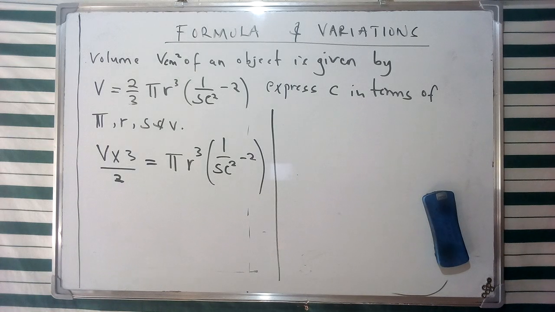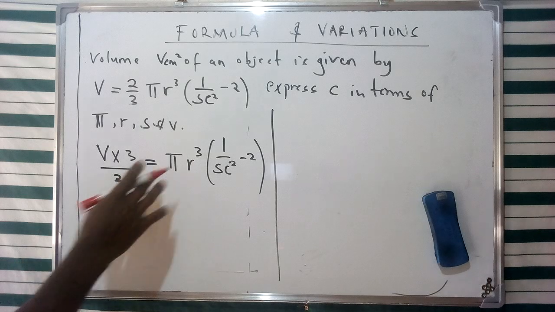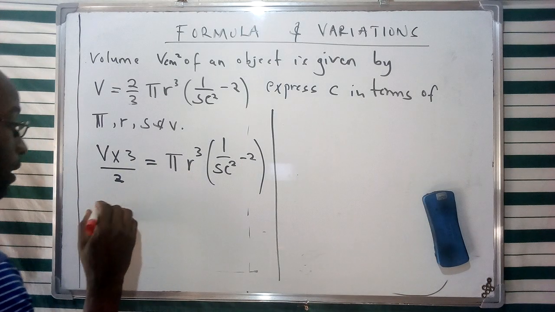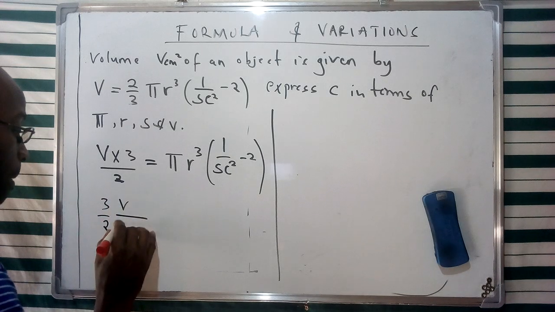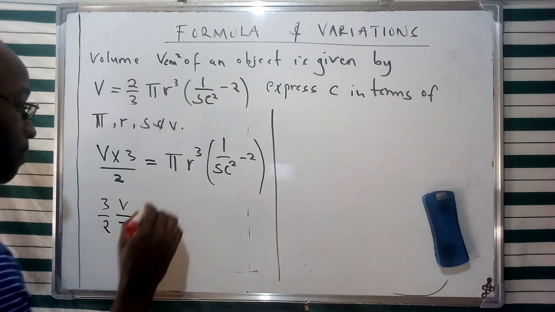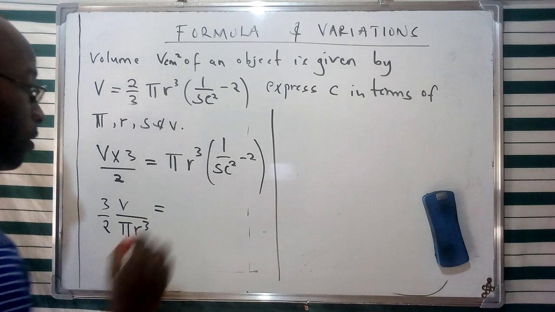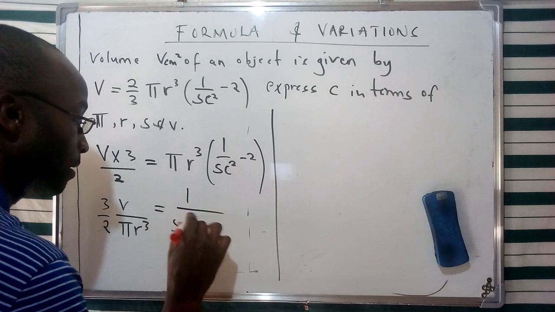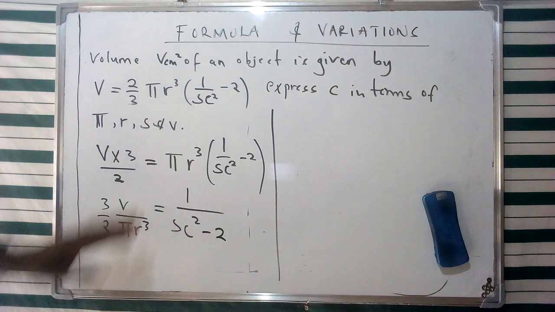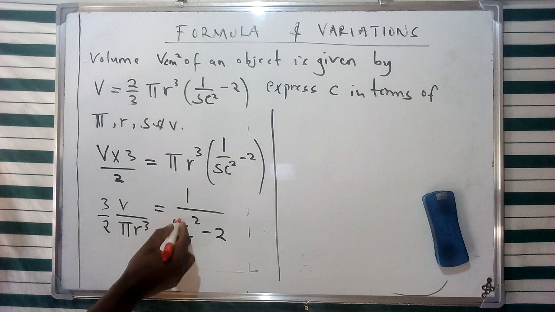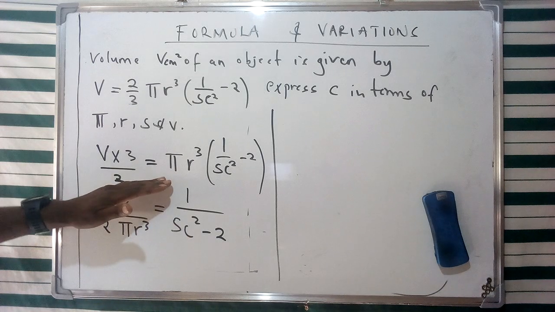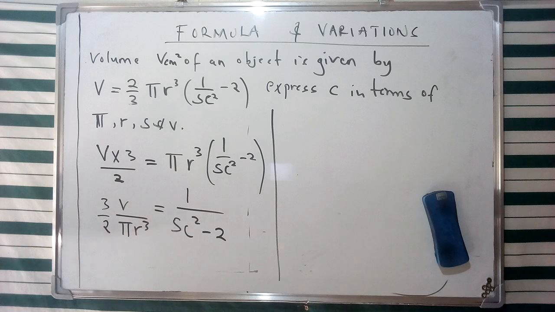And then next, I'm going to divide by this specific value of pi r cubed. Therefore, the next representation is 3 over 2 V all over pi r cubed. I've divided both sides by pi r cubed, and this is going to give me 1 over s c squared minus 2. I'm deliberately trying to avoid a direct multiplication here so that we can make use of space, but we are supposed to show this procedure so that it helps us avoid confusion.